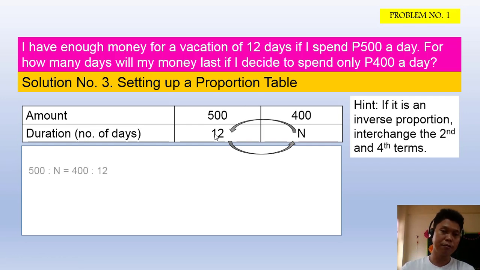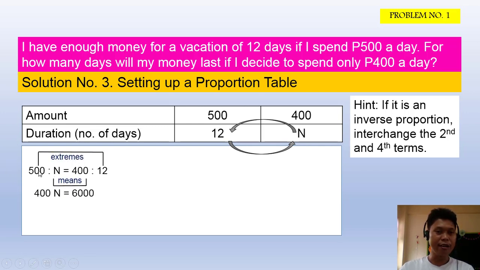Okay, so, magiging ganito. 500 is to n, di ba? Kasi ang n nandito na. So, magiging 500 is to n, tapos 400 is to 12. Kasi ang 12 ay nalipat na dito. Ang pag-set up, ganun pa rin sa direct proportion. Pero dapat na inverse, na-interchange na yung dalawa. Okay? Next is, ito pa rin ang means, and then extremes.